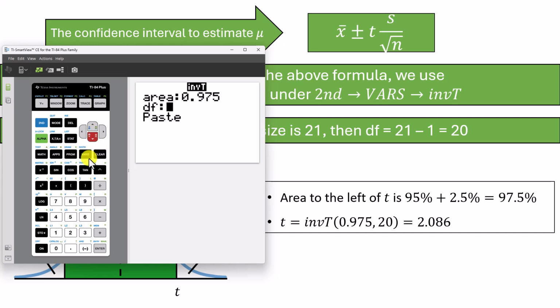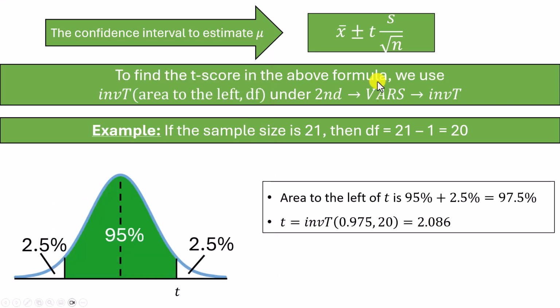And our degrees of freedom is 1 smaller than the sample size that was taken, so we're going to be using 20. And then we will get approximately 2.086. And that's the number that you would use as the t-score in the confidence interval formula.